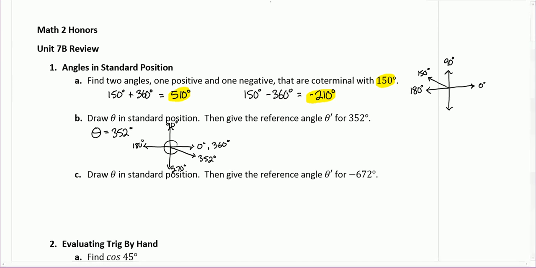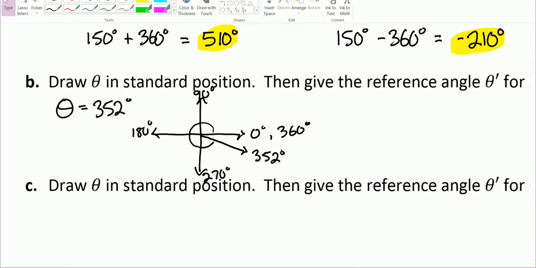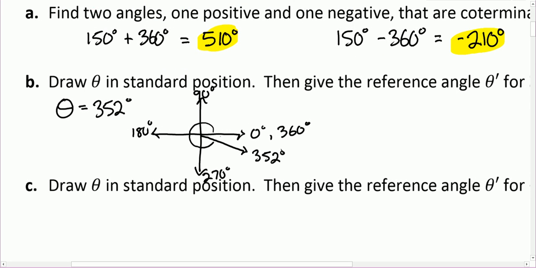And then the reference angle is the angle connected with vertex at the center, 0, 0, and it goes from the terminal side to the x-axis. It's always going to be a positive acute angle. And to find that reference angle, theta prime is my reference angle, and I'm going to subtract 360 and 352 to see what's remaining there, and we get 8 degrees. So that's our reference angle.